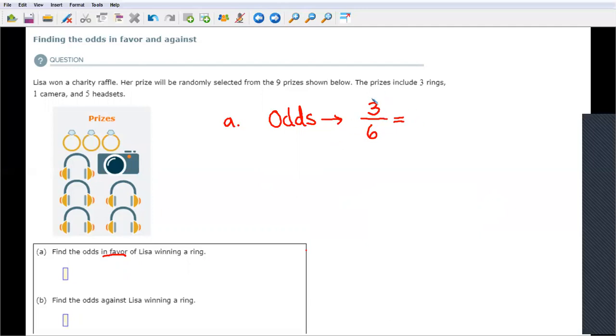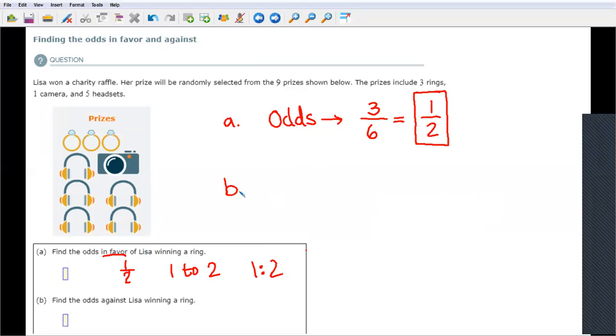If you put this into ALEKS, I'm pretty sure they would pop up an error message and ask you to simplify your fraction. So 3/6 simplifies to 1/2. So the odds in favor of Lisa winning the ring are 1/2, or 1-2, or 1:2. You can write any of those 3 answers and you get credit for that.